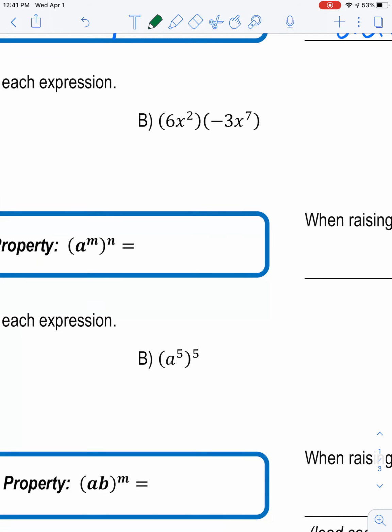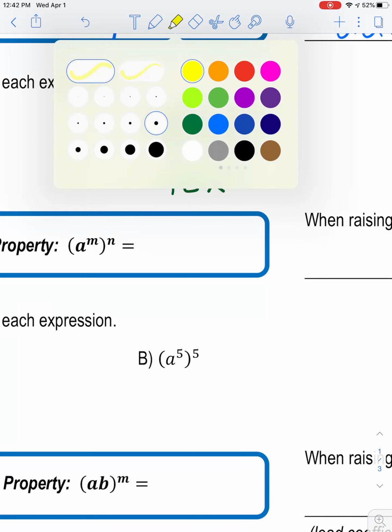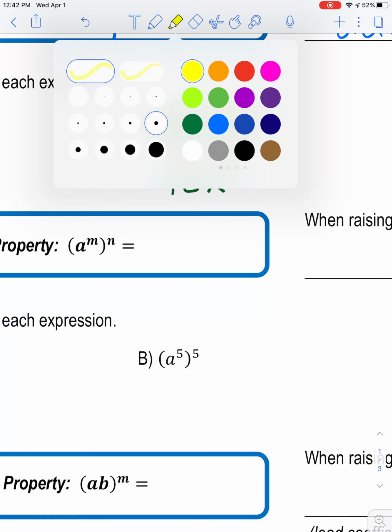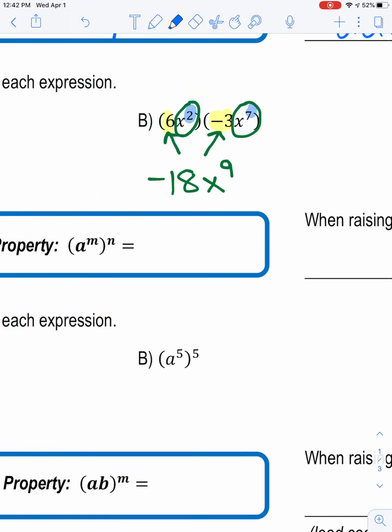Now here I have some numbers in front. They're called coefficients. So I would multiply those coefficients like normal. 6 times negative 3 is negative 18. Then with the powers, x to the second times x to the seventh, I'm adding the 2 and the 7 to get x to the ninth. So my final answer is negative 18, x to the 9. So just to go back and look at this again, these coefficients get multiplied. It's only the exponents that get added.